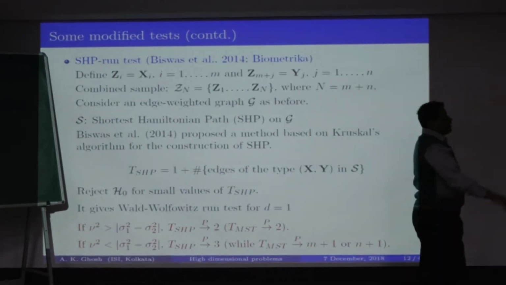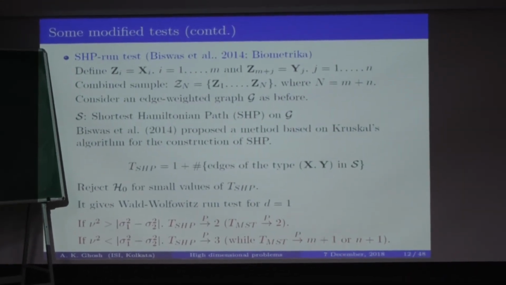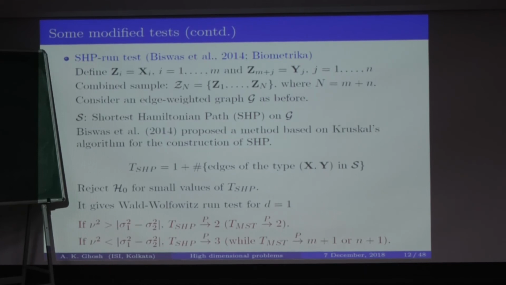Again we consider the pooled sample consisting of m plus n observations. And again we are considering a complete graph, an edge-weighted complete graph, where the edge weights are defined using Euclidean distance. In the Friedman-Rafsky test, we constructed the minimal spanning tree. Here I am not constructing the minimal spanning tree, but going for another graph, known as the shortest Hamiltonian path. What is the shortest Hamiltonian path?